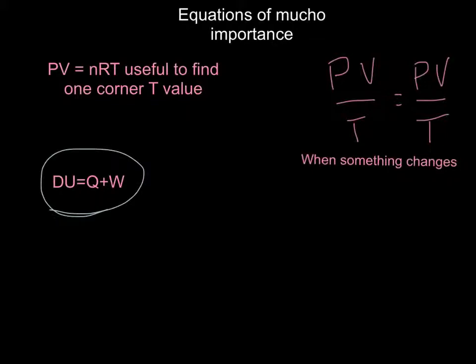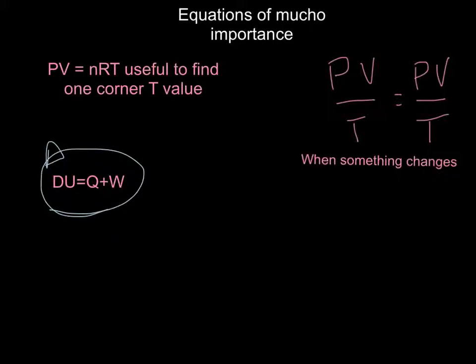Delta U is equal to Q plus W. In other words, when I add internal energy to a substance, it can come from adding heat or it can come from doing work.